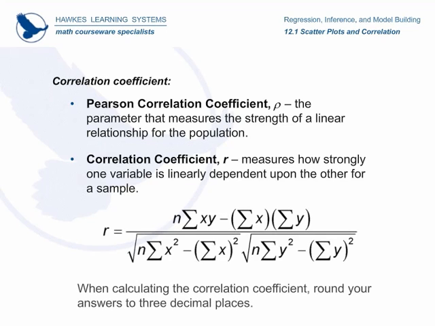Here's the symbols or the formula for our correlation coefficient. When calculating the correlation coefficient, round your answer to 3 decimal places. Now, just by taking a look at this formula, we know that we would be better served using technology to find the correlation coefficient. What I mean by that is this is a value which we will find using our calculators, our scientific or graphic calculator.